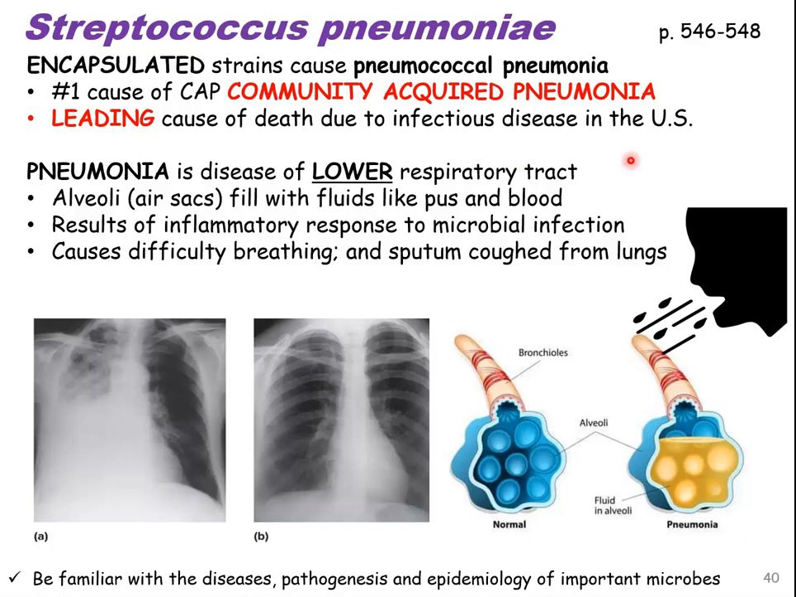Often people are co-infected with influenza and pneumonia, and it leads to death. So it's number one for that. Remember, pneumonia is a disease of the lower respiratory tract, the airways. The alveoli fill up with fluid, and when they're filled with fluid, there is no gas exchange, so you get difficulty breathing. In the sputum, you would do a sputum collection from the lungs, and you can see it on an x-ray. They call that a ground glass appearance in the lung.